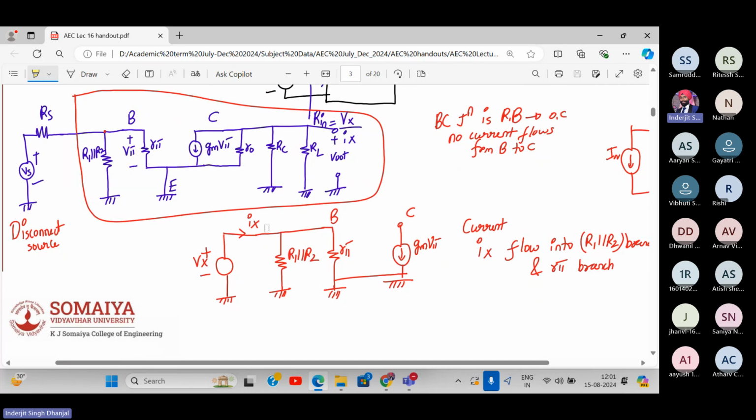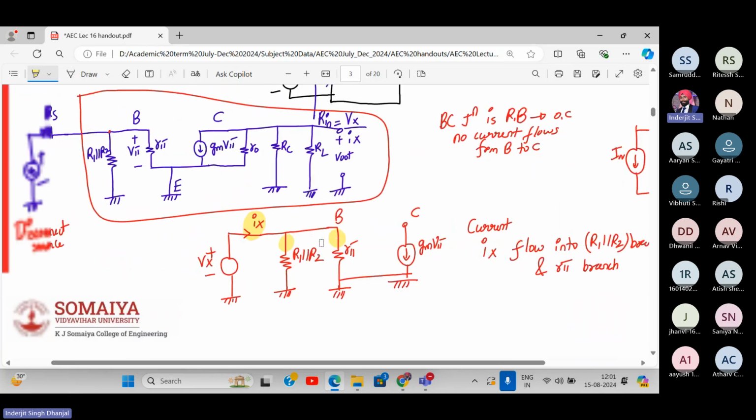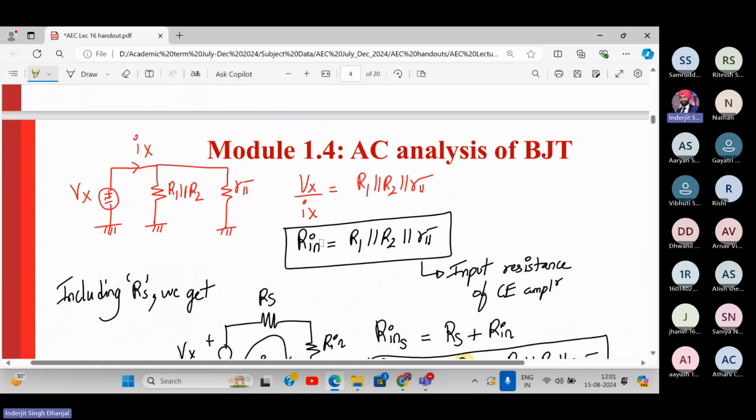So this current Ix will flow in this branch, right? But where will it go over here? Nowhere, right? That's why this part of the circuit entirely gets removed. Current doesn't flow to this, so it will flow in these two branches only. That's what I've written over here. That's why we are doing the analysis over here. This is the input resistance.